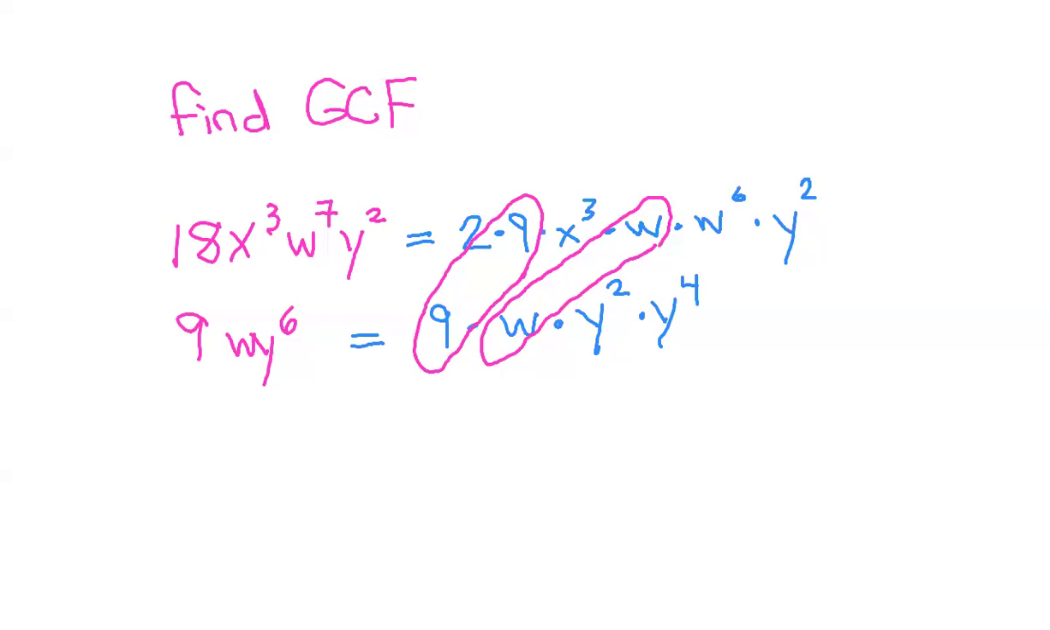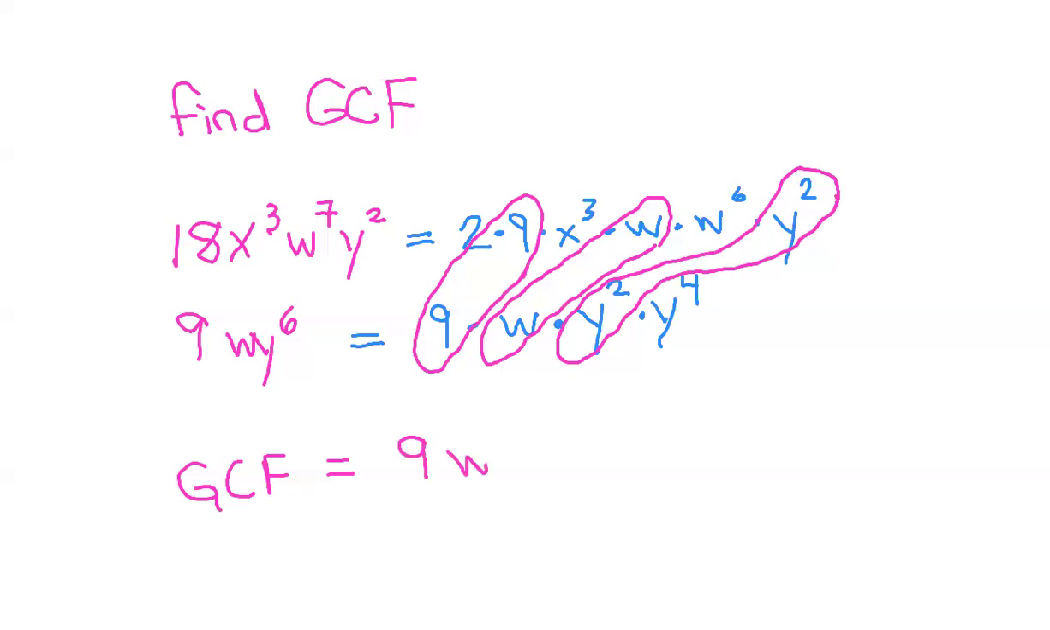So in terms of the w's, we can only take one w because that's the most that is in common between these two. And in the y's, we can take 2 y's because at most that's what's in common between these two. So the greatest common factor, the value you could factor out of each of these in common, would be the 9wy squared.